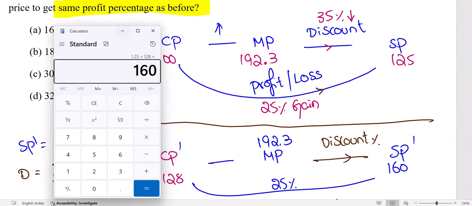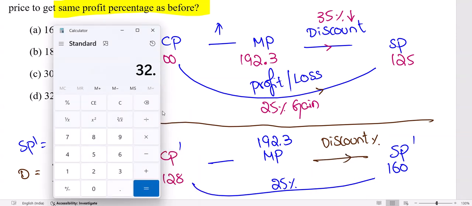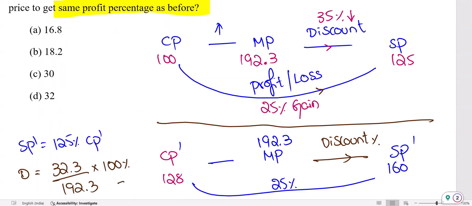So using a calculator, 32.3 divided by 192.3, that's sufficient to get the answer. Into 100, I don't want. 16.79 means 16.8. 16.8% is option E.